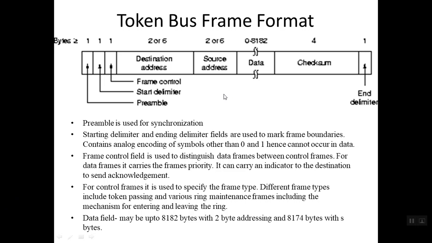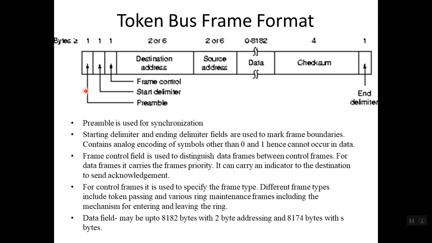In the data link layer, data will be transmitted in the form of frames. We have already seen that, and here the frame contains different fields. The first field is a preamble field, as in 802.3. The second field is the start delimiter, and then frame control, destination address, source address, data, checksum and end delimiter.